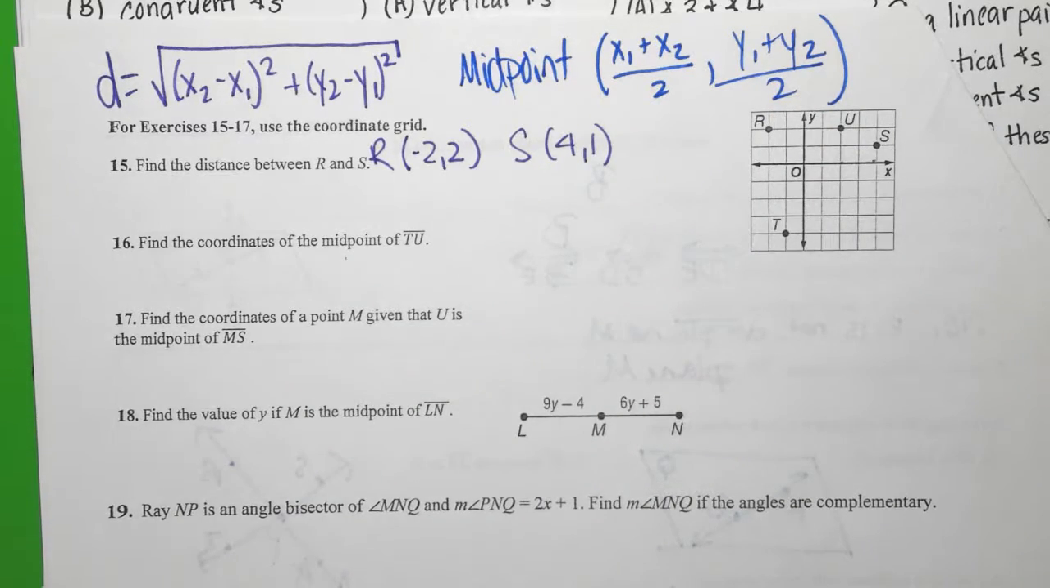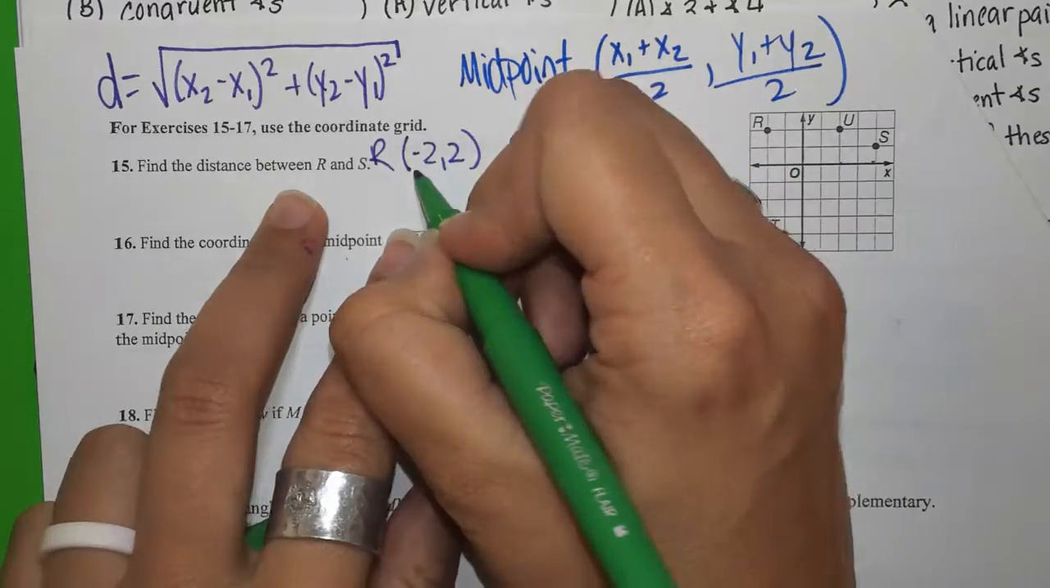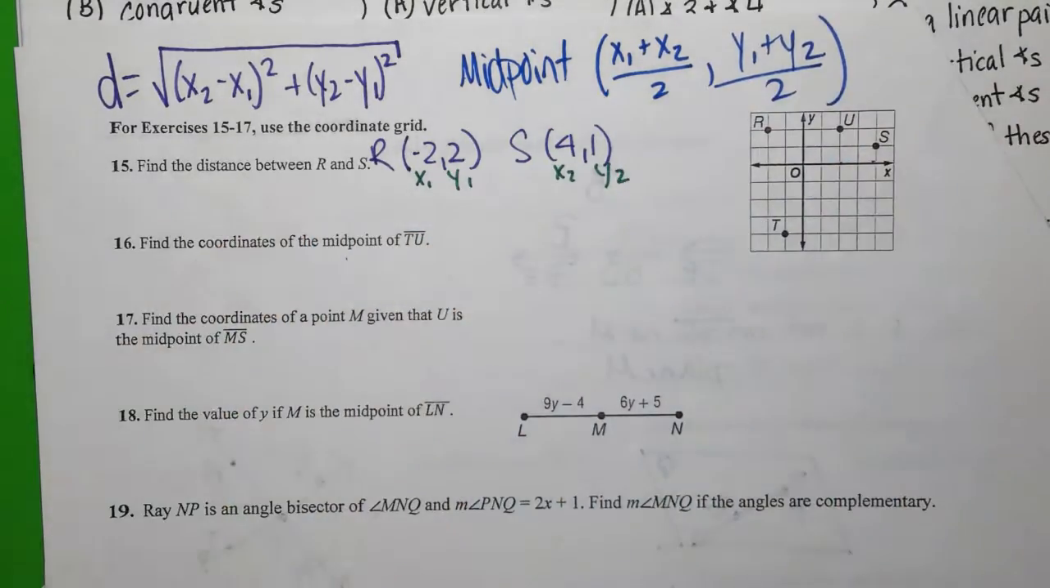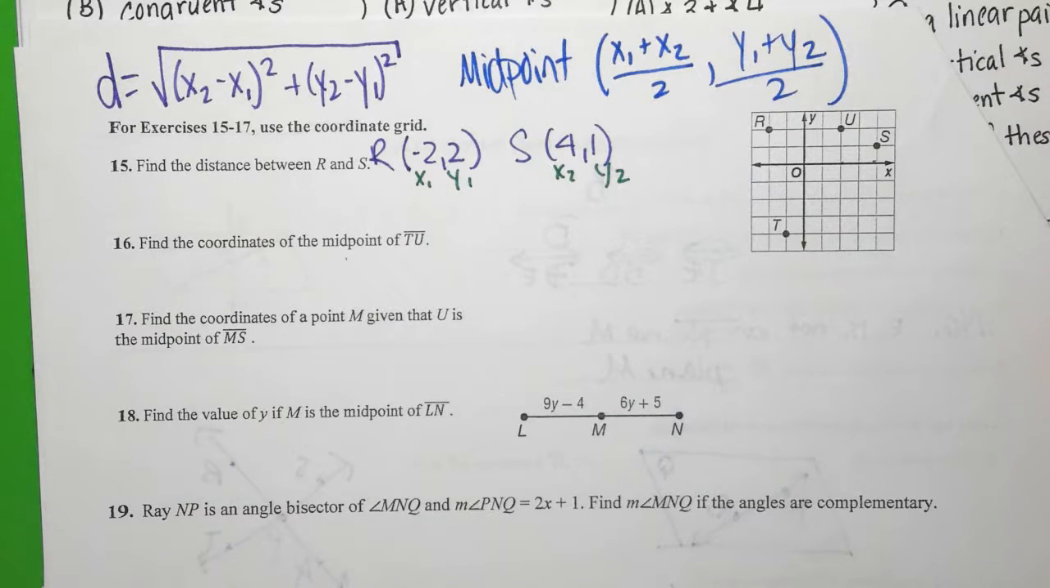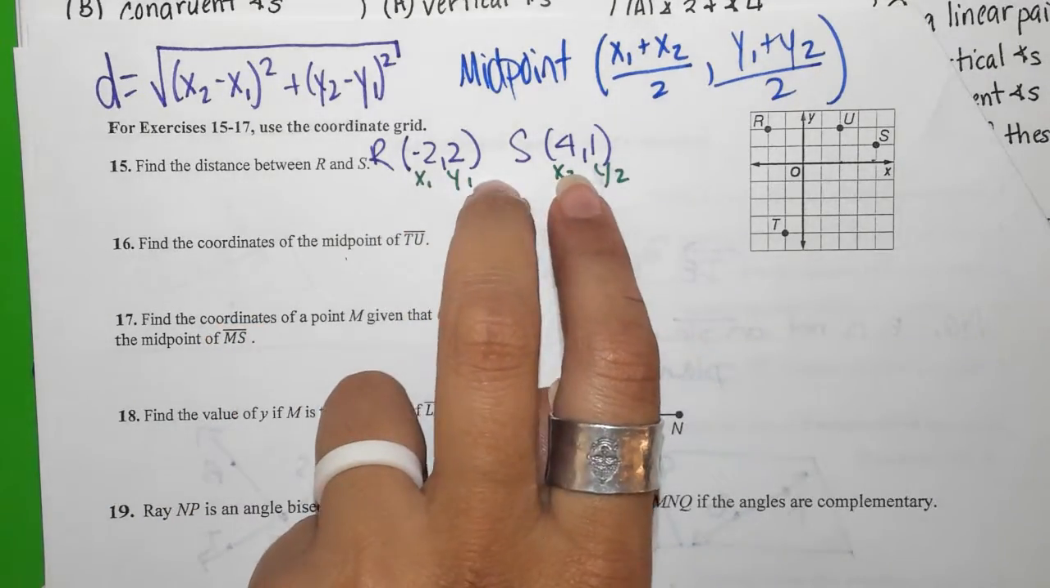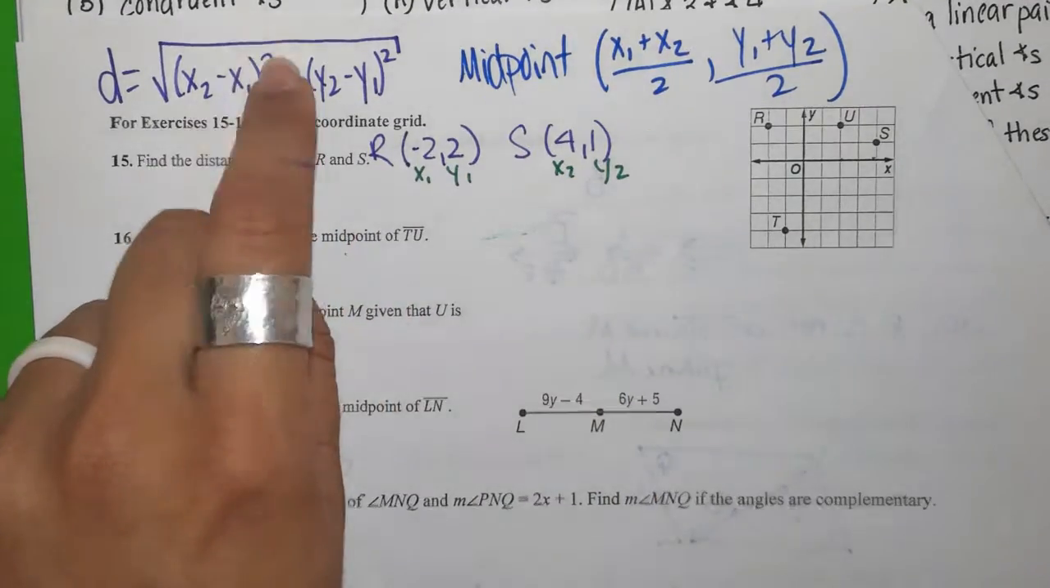Okay, so then I need to label them X1, Y1, X2, Y2. Is it important that I label them? Yeah. It is very important. Your X1, Y1 goes together, X2, Y2. And then what am I going to do? Plug it in.